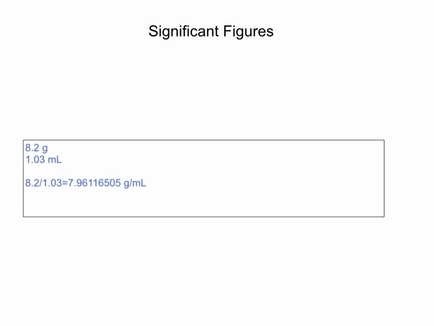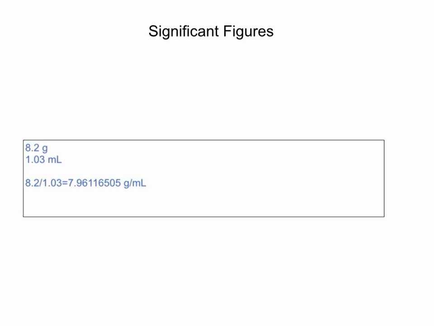Now, this number has a lot of decimal places, and you may have heard you have to round to a certain number of places, but you've never heard really why. And the reason for this is, well, let's look at our measurements. Our first measurement here, 8.2 grams, is only good to two significant figures. We only measure to the tenth of a gram. Our volume measurement is a little more precise, measured to the hundredth of a milliliter.